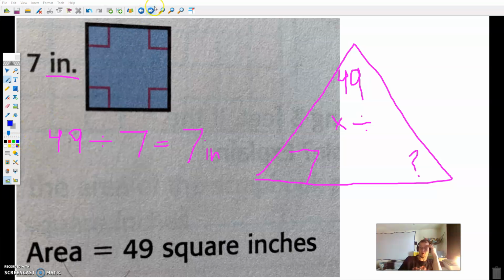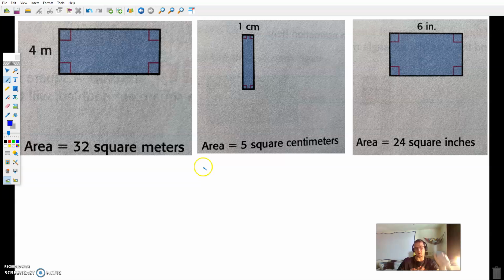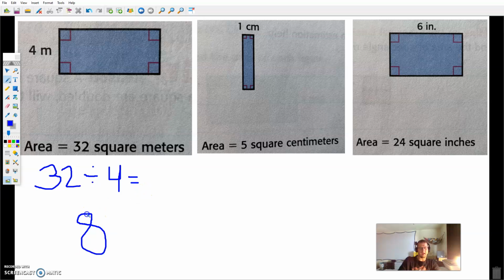Okay, let's do a few more of these to practice and then we'll wrap things up. I've got about a minute and a half is all. So we've got area of 32 with a length of 4. Remember, we take that area and then we divide it by my length of 4. 32 divided by 4, or 4 times what is 32? And your answer comes to 8. 4 times 8 is 32, so it's 8 meters.